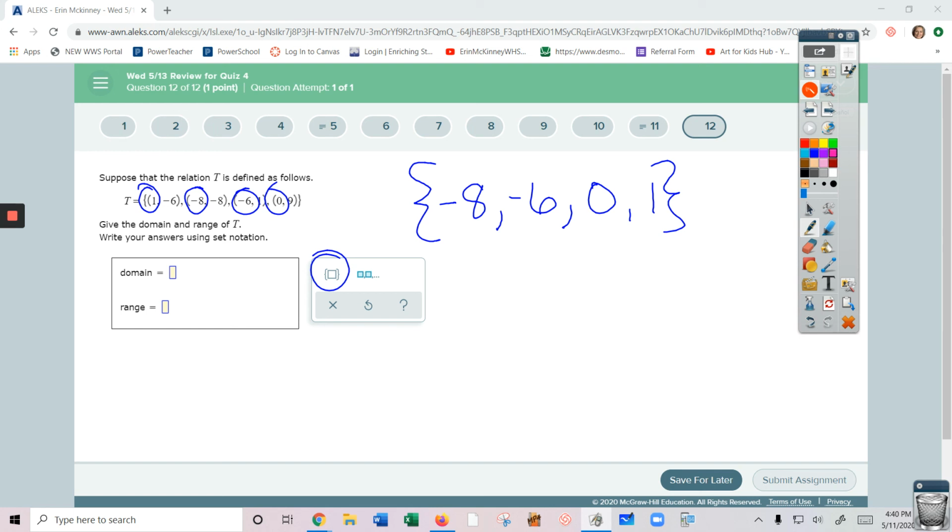For our range, we want our y values. Again, in the squiggles. So let's see, we have negative 8, negative 6, 1, and 9. Now keep in mind for the domain and range, if there are any repeats, you cannot list it twice. So you should not have the same number, maybe like negative 6, show up 2 times. You would only write it once.